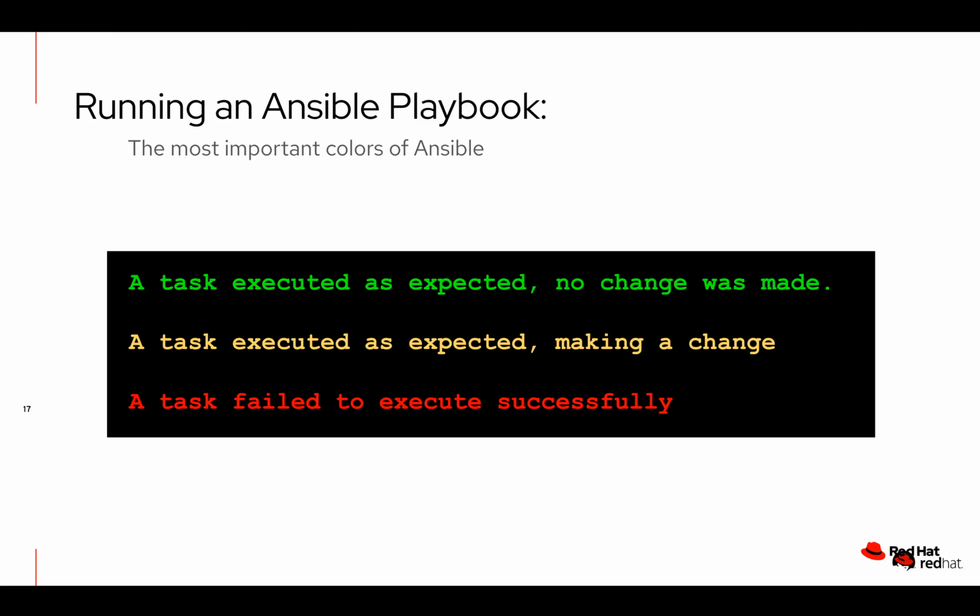We use simple color coding by default to highlight the output. Green indicates the task executed successfully but didn't have to make any changes. Yellow indicates that we did have to make a change. And finally, red means something went wrong. Using these, it makes it easier to see what's going on.